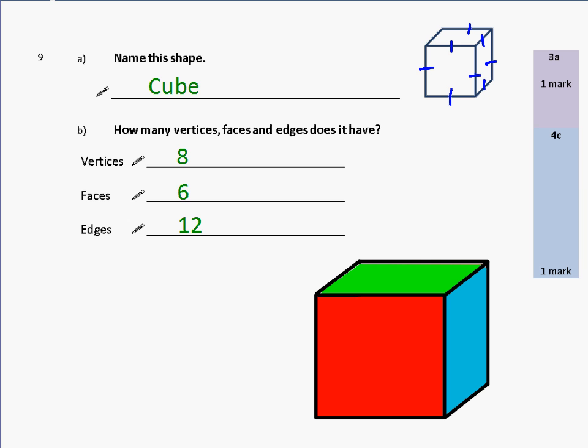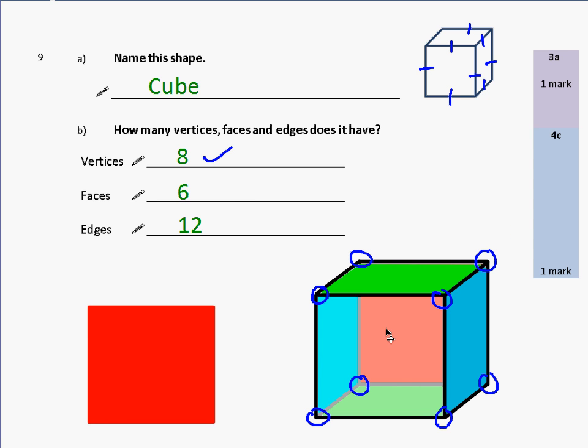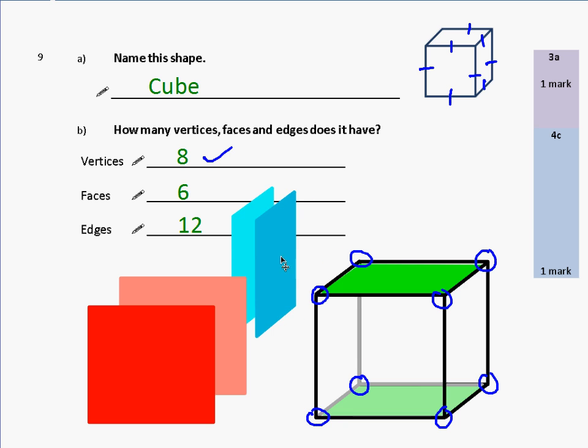How many vertices does it have? Well, the vertices are the corners. So it's got 4 there that you can see. It's got 3 there that you can see. And then it's got 1 at the back here that you couldn't see, but you can now. So it's got 8 vertices. How many faces? 1, 2, 3, 4, 5, 6. So it's got 6 faces.